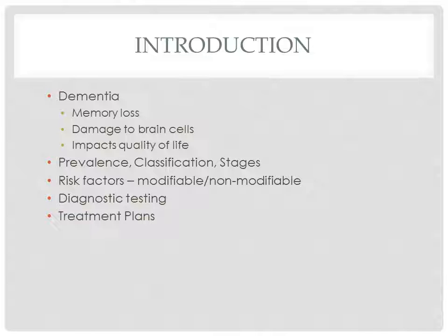Dementia is a process of memory loss caused by damage to brain cells, ultimately impacting an individual's quality of life. This presentation examines the prevalence of dementia, classification, and the different stages of dementia, the causes and risk factors associated with dementia, examining both modifiable and non-modifiable risk factors, diagnostic testing, and exploring treatment plans with the utilization of both pharmacological and non-pharmacological management.